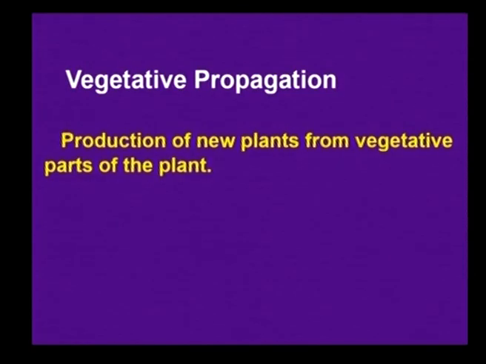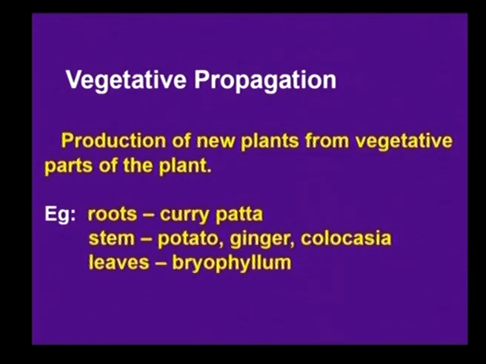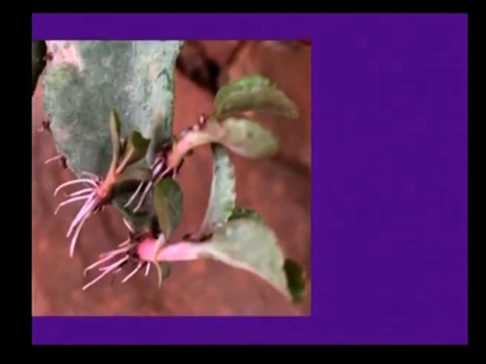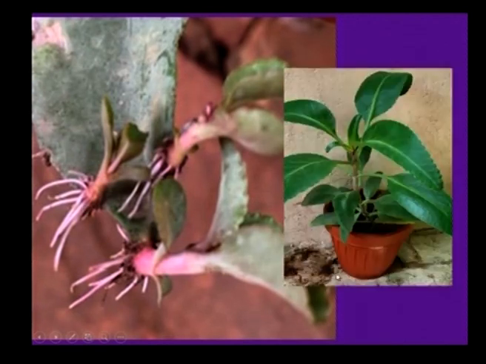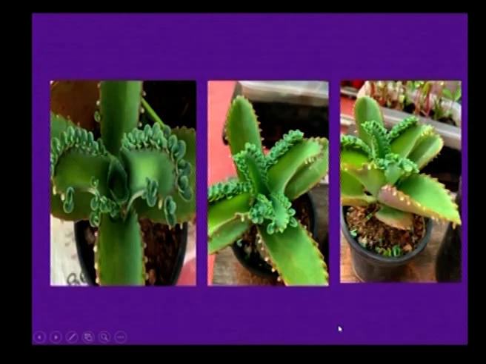You observe some examples now. Production of new plants from vegetative parts of the plant is called vegetative propagation. Examples are new plants coming from the roots, potato and ginger coming from the stem, and bryophyllum, where new plants are produced from the leaves. Observe here children, the edges of the leaves have small plants. They grow into new plants. This is another variety of bryophyllum which is giving new plants from its leaves.